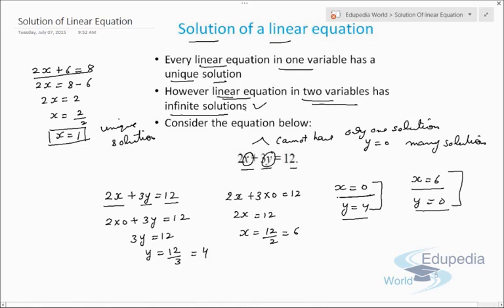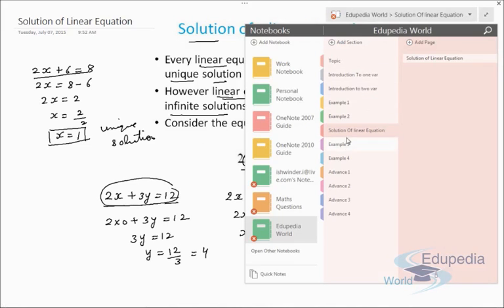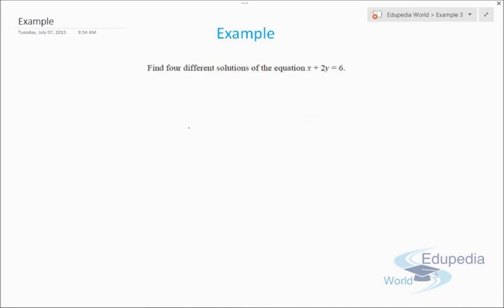But we'll discuss how to get the values of these equations, how to solve these types of equations in two variables now. So let's discuss examples related to how we can solve linear equations in two variables. Now suppose we have to find four different solutions of the equation x plus 2y equals 6. We'll discuss each and everything step by step.